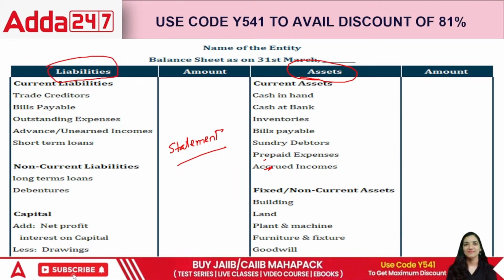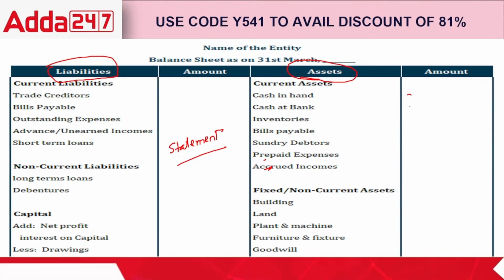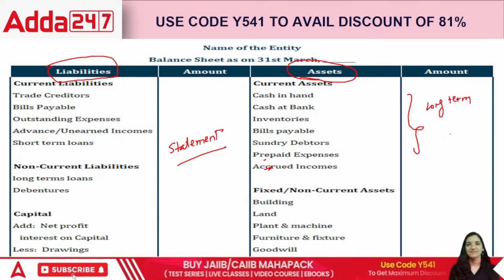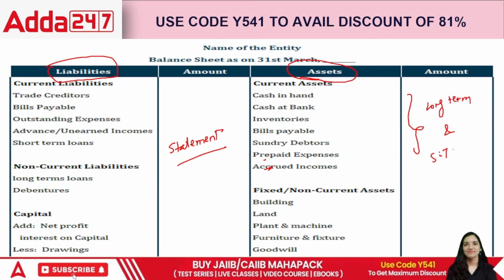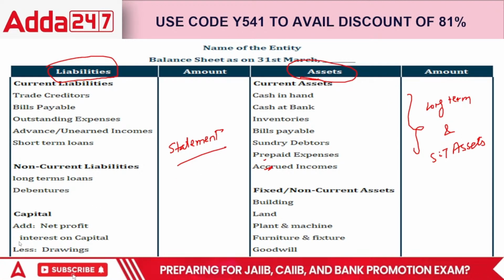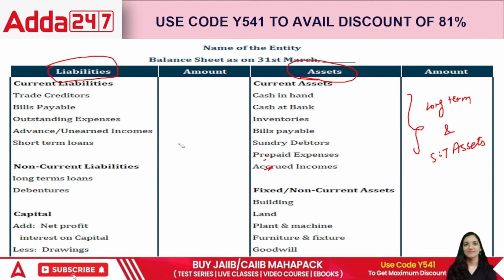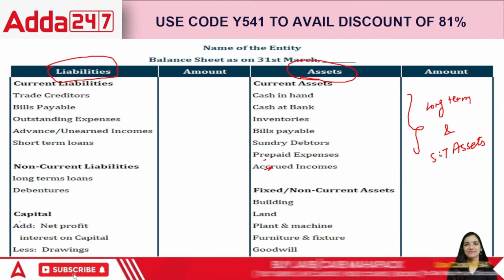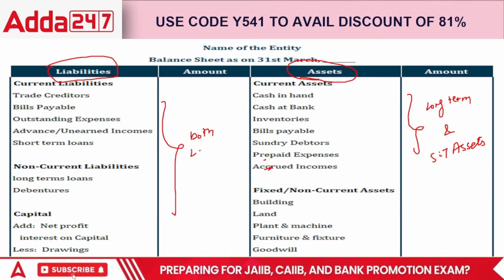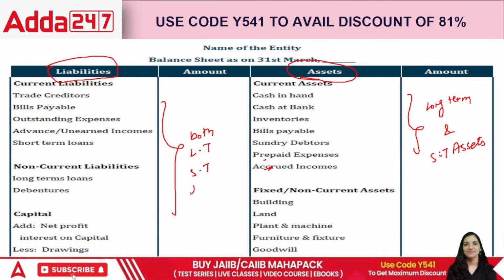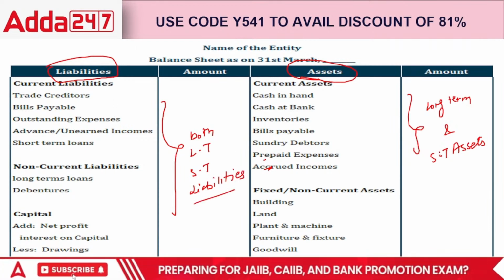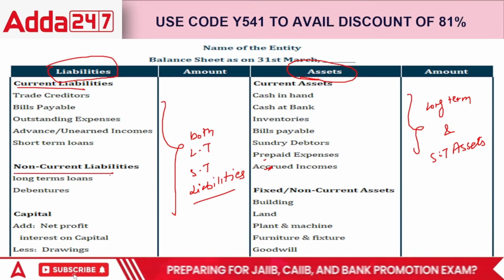Under this, what happens is we have two sides. The asset side includes both long-term and short-term assets, while the liability side includes both long-term and short-term liabilities. Right? This is how we define it. It has current liabilities as well as the non-current liabilities.